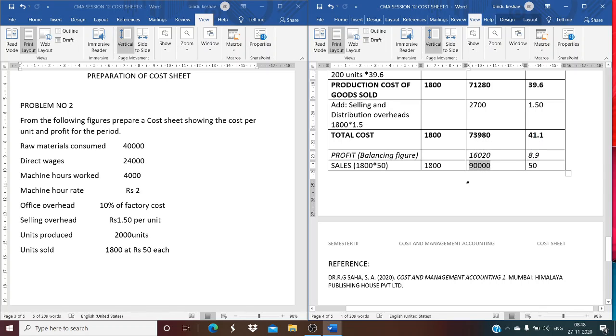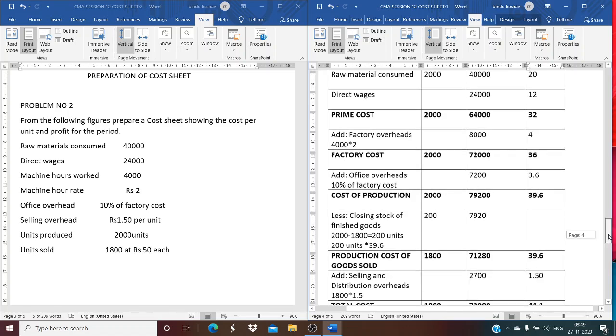So 1,800 multiplied with 50, 90,000 rupees. Number of units is 1,800, 90,000, and per unit is 50 rupees. Now we are finding out the profit: sales minus the total cost. 90,000 minus 73,980 is 16,020 rupees. So profit is the balancing figure, 16,020 rupees. The profit per unit is 16,020 divided by 1,800 units, 8.9 rupees.